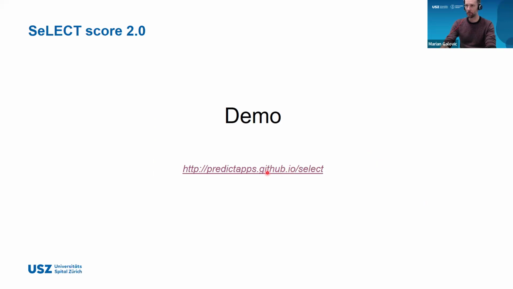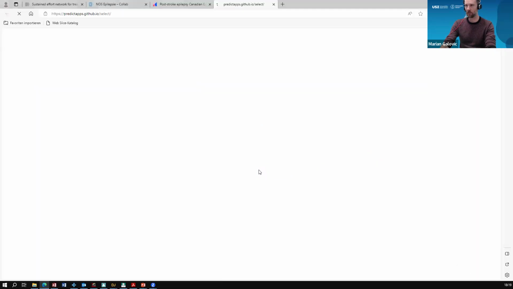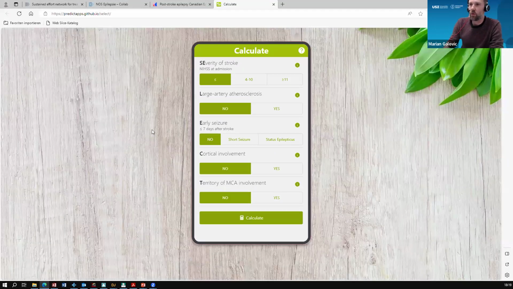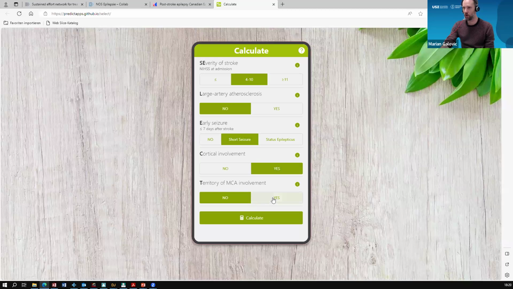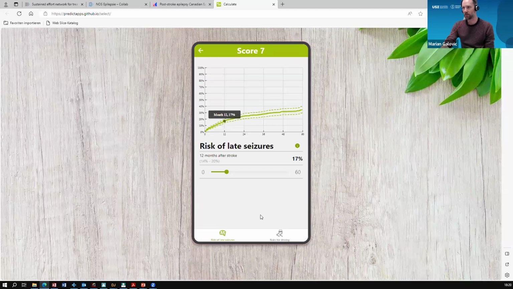Right, and let's have a look at this. We also have a web application. Let me see if I can click this. There you go, super. If you go to predictapps.github.io/select, you get our calculator, and now we can calculate the risks for Rosa. She had 6 points on the stroke scale. She did not have any large artery atherosclerosis, because the etiology of her stroke was atrial fibrillation. She had a short acute symptomatic seizure. The cortex was involved, and the territory of the MCA was involved. So let's click on calculate.